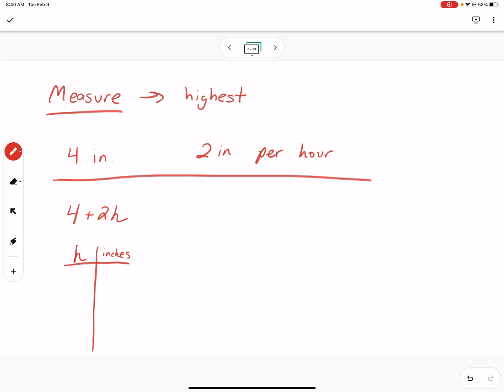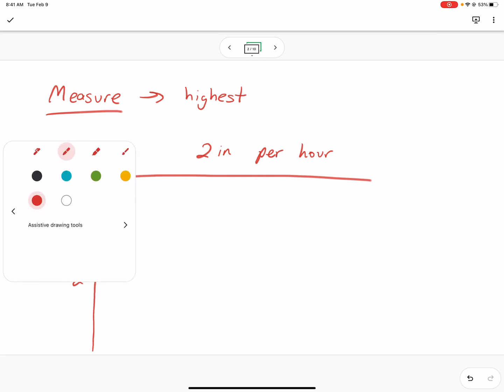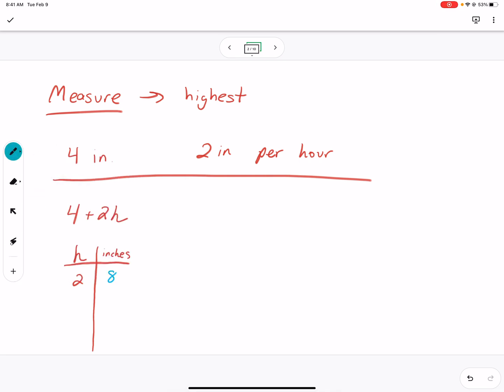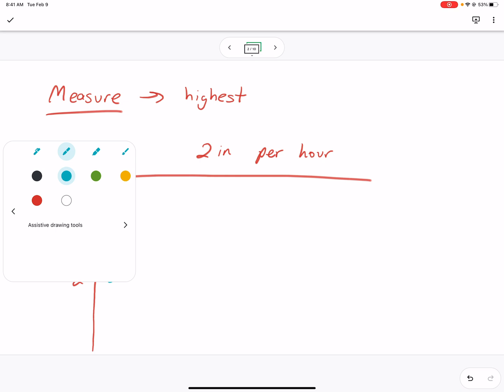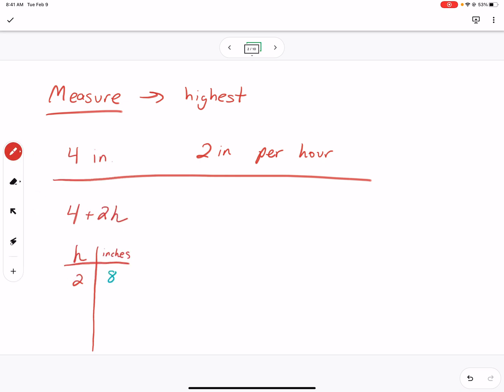But let's say it snows 2 more hours. Well, we plug that 2 in here. So 2 times 2 is 4, and then 4 plus 4 is going to give us 8. So if it continues to snow for that 2 more hours, we're going to have 8 inches in all. Now again, 2 inches of snow per hour is a lot. Let's now say 10 hours. And then maybe we'll go 25 hours and 50 hours.